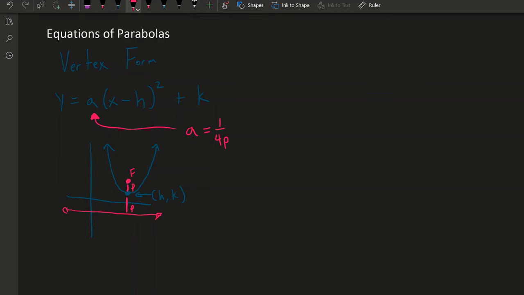Now, another thing that we want to talk about too is that we can also have a parabola that looks like this, with the focus on the inside here, and then we would have a vertical directrix just like that.